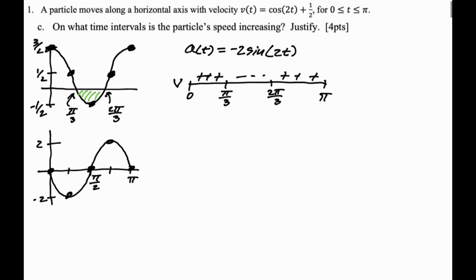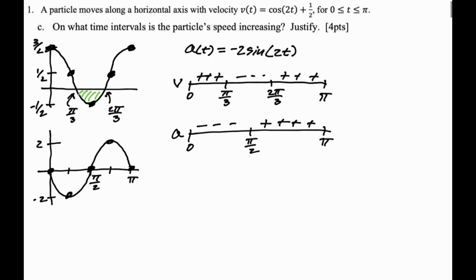So I'm going to make a sign chart for v of t, which you can see we're just visually looking at our graph and filling in pluses and minuses. We can make a sign chart for a of t. Again, we're visually looking at the graph, where the graph is below 0, where it's above 0. We fill these in. Now we can answer the question.